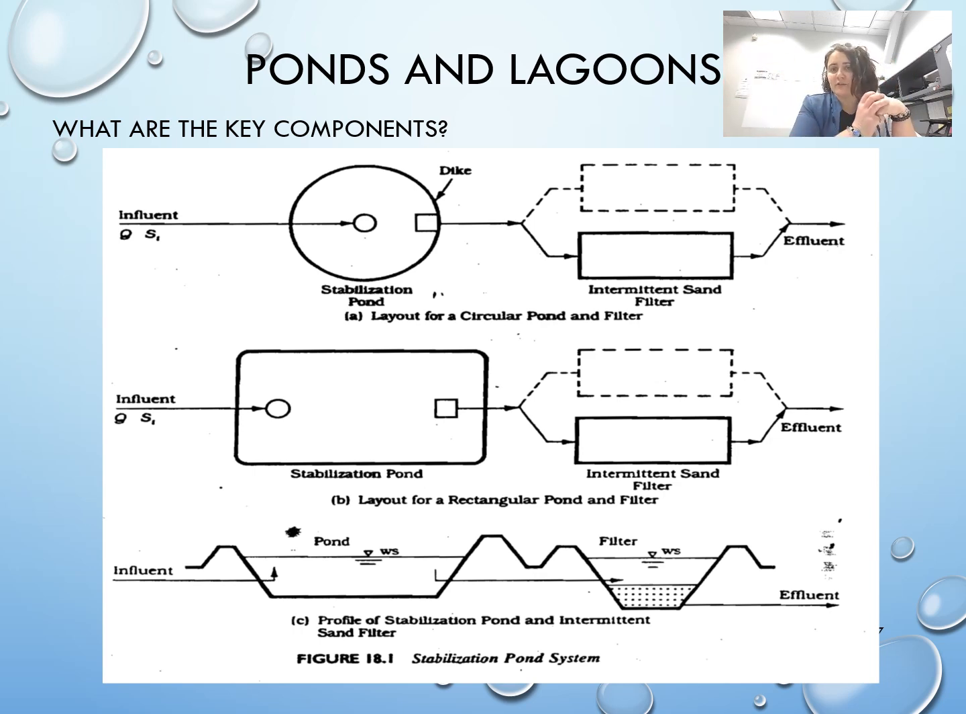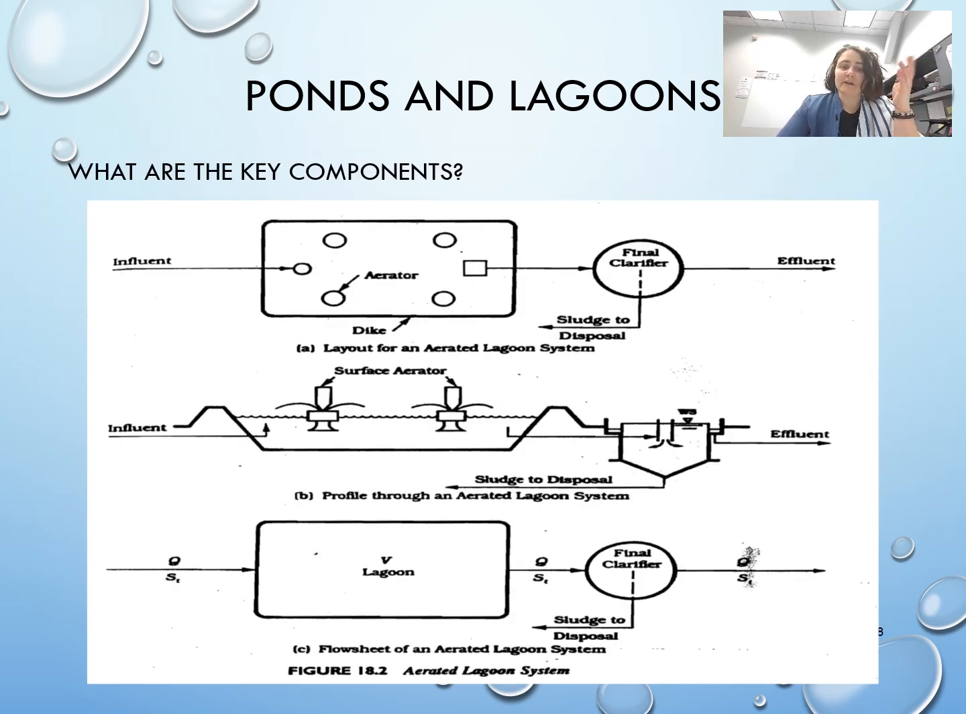But generally that sand filter is just meant to capture any last minute particles or things that we don't want going out into the receiving water, because typically a stabilization pond is right before we hit a receiving body of water and have our effluent. So you can see we have different designs, circular or rectangular, and at the bottom you can see that cross section. So we build it such that the pond, we're pulling that effluent out and bringing it into the filter.